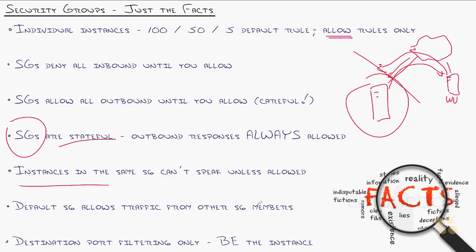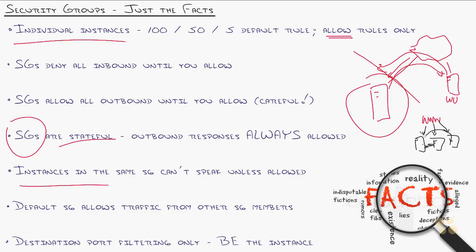Instances in the same security group can't speak unless allowed. This is a big misconception. I had the impression initially when I got into Amazon Web Services, oh, well, if all these instances are in the same security group, they should just have full access to each other, right? No. Remember, this is applied to the individual instance. So if I create the www security group and I have, let's just say, 3 servers that I apply to that, these 3 servers don't somehow get a special exemption because they are all in the same security group to fully access each other.